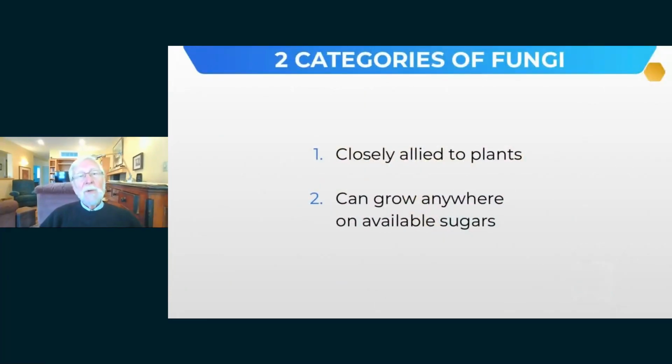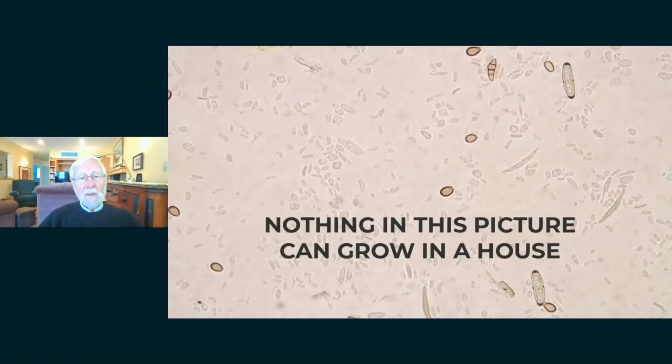So now we have two categories of fungi: those that live on certain plants, and those that can grow anywhere and can also grow in our buildings. And it's the algorithms of Sporecyte and the analysts in laboratories to separate those two so we can see what's going on. Here's a kind of a dramatic slide. Nothing in this picture can grow in a house. Every one is dependent on a plant.